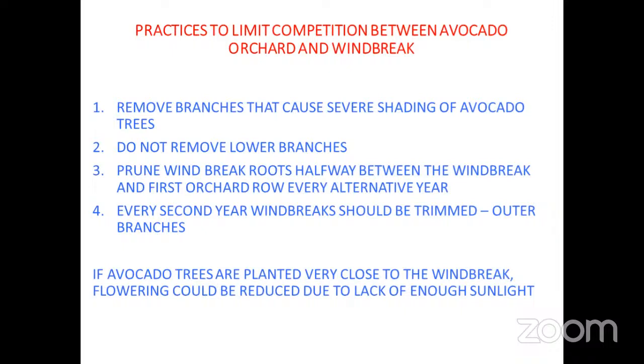Because if you have your avocado trees very close to the windbreak, flowering could be reduced due to lack of enough sunlight. Sunlight is key. Let your avocado tree have maximum sunlight. That's why we plant them in the north-south direction so that the trees are facing the eastern direction where the sun is coming in. So it hits the plantation with a lot of sunlight.